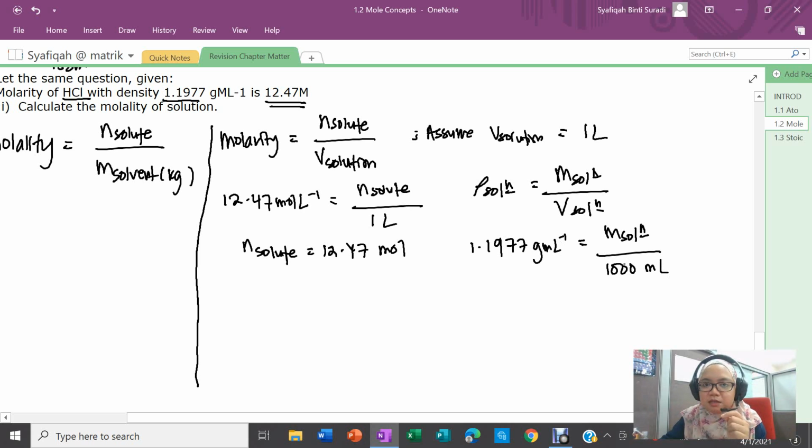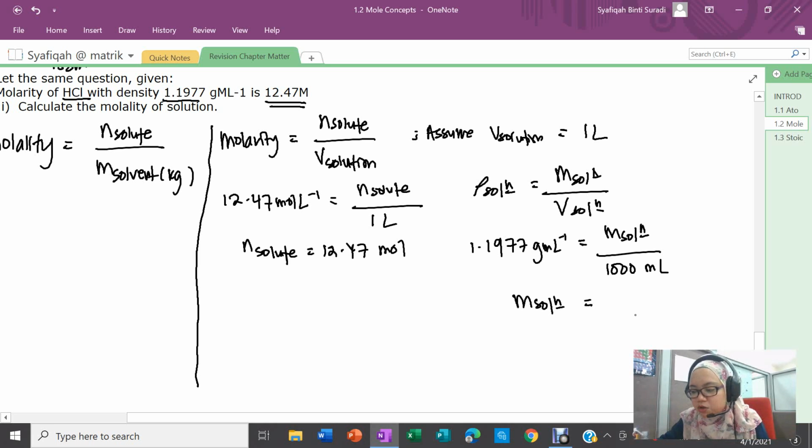Okay, I don't want that careless mistake to happen in your chemistry paper. So make sure you convert dulu before you cari apa-apa pun. Kat soalan mana-mana pun, make sure you pay attention on your unit. Okay, so dapatlah mass solution.